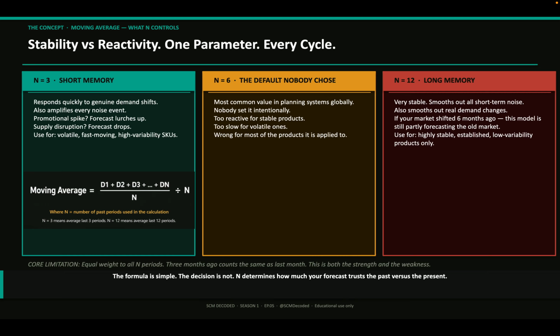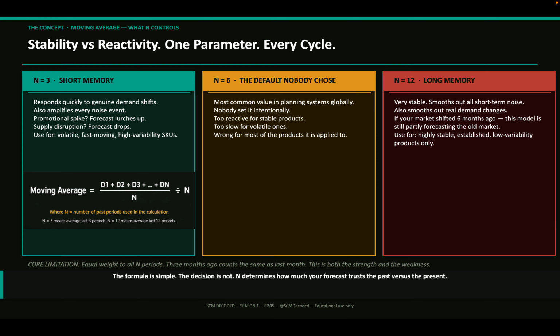A small value makes the model highly reactive. The most recent periods dominate the output. Genuine shifts get captured fast, but so does every unusual event that has nothing to do with the forecasting, that was never a real change. The forecast starts responding to things that should be ignored. A large value produces a stable model. Month to month variation gets absorbed, but the cost is, if your market genuinely shifted 6 months ago, the forecast is still partly built on the old reality. By the time it adjusts, you have been systematically wrong for half a year.